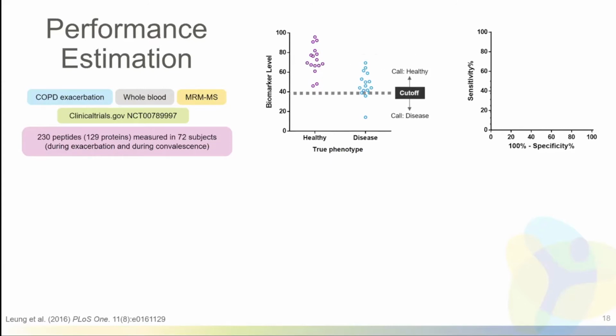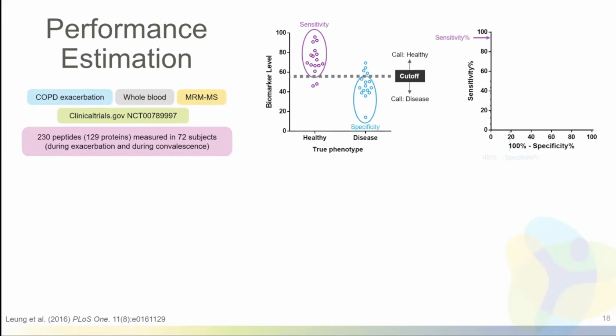Now, depending on where we draw this line, we'll get some percentage of the healthy subjects correct and some percentage of the disease subjects correct. And this is sensitivity and specificity. Now, whatever these percentages are, we can take those numbers and we can draw them on another figure. Now, if we keep repeating this exercise and drawing the line at different points and recording the resulting sensitivity and specificity, we will get a curve. And the area under this curve is the AUC.